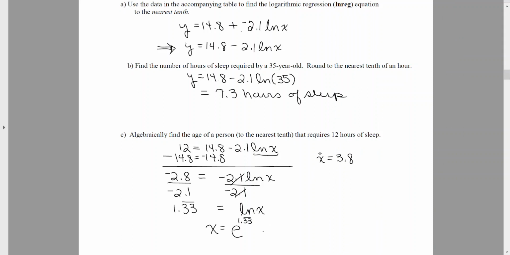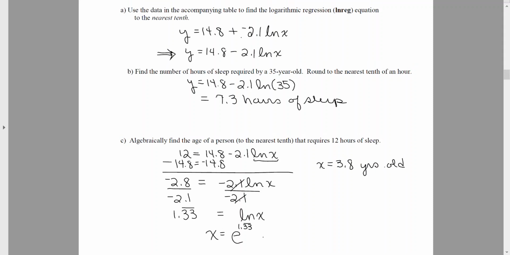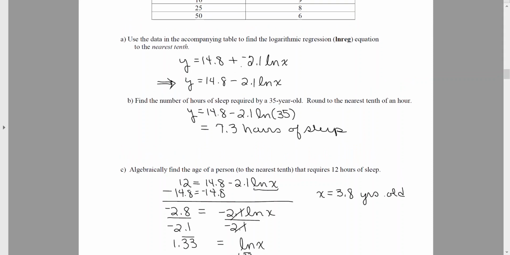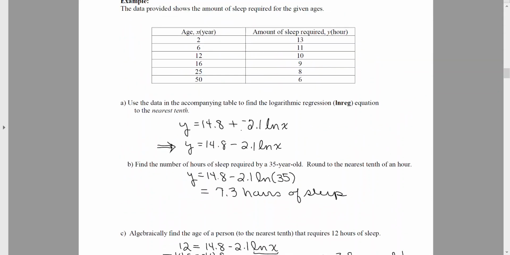Keep in mind what you found was the age of the person, so 3.8 years old, which is kind of what you figured when you look back up at your chart. Somebody that needs about 12 hours of sleep, we said, was going to have to be someone between the ages of 2 and 6. So you came up with about 3.8 years old. That's about right.